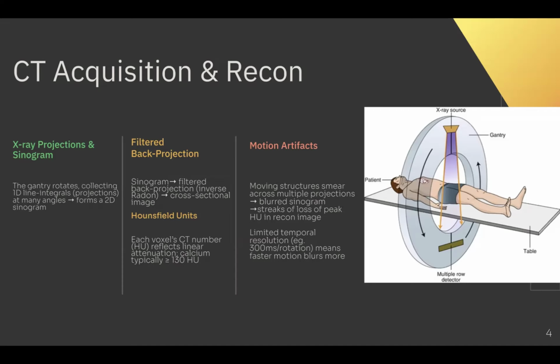which measure the attenuation. Now, because the gantry takes about 300 milliseconds for a full rotation, any structures that move, like a beating heart, will smear across multiple projections. So in cardiac CT, this effect can make coronary calcifications disappear or dip below that 130 Hounsfield unit cutoff, reducing the sensitivity and clinical confidence.